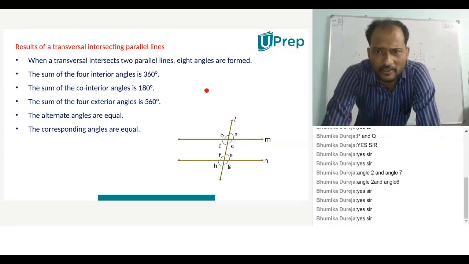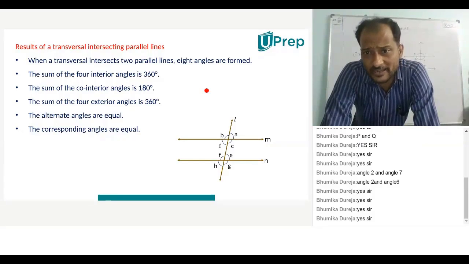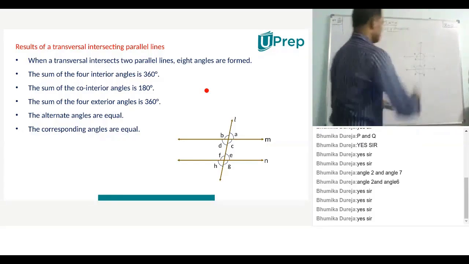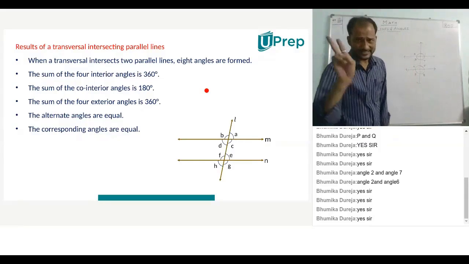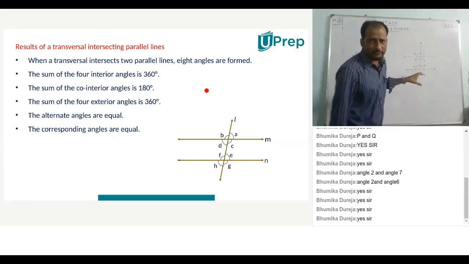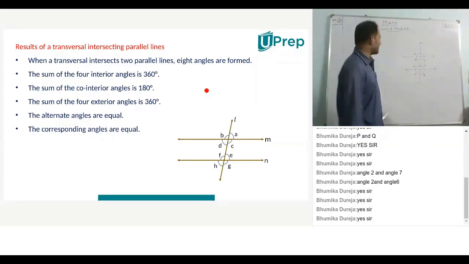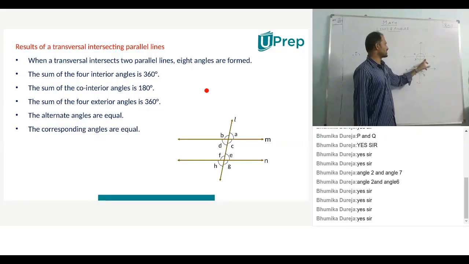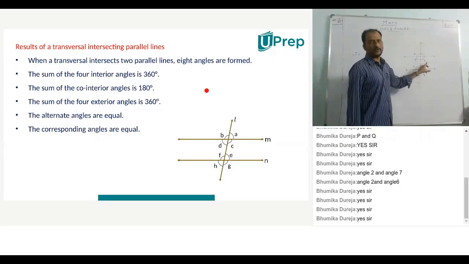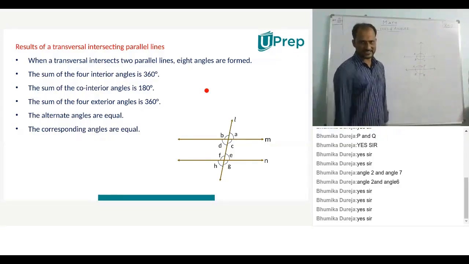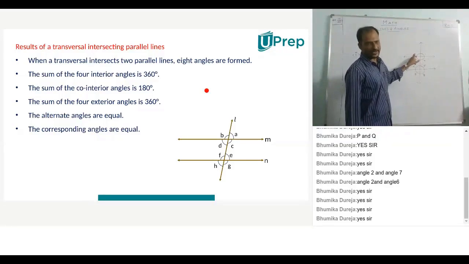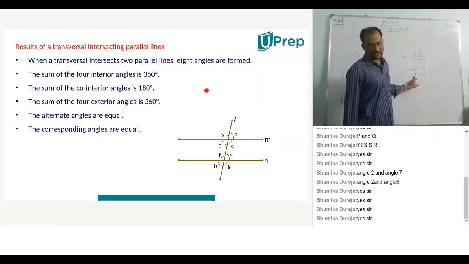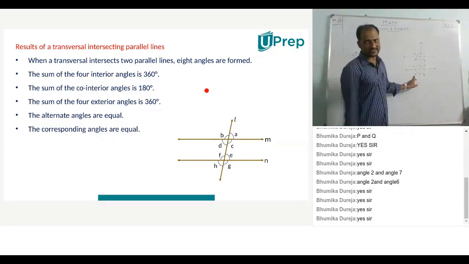First point: when a transversal intersects two parallel lines, 8 angles are formed. Obviously, we can see 1, 2, 3, 4, 5, 6, 7, and 8. Second point: the sum of the 4 interior angles is 360 degrees. 3 plus 4 is 180. 5 plus 6 is 180. The sum of all these 4 will be 180 plus 180, which is 360. In the same way, for the exterior, 1 plus 2 is 180, 7 plus 8 is 180, and 180 plus 180 is 360.